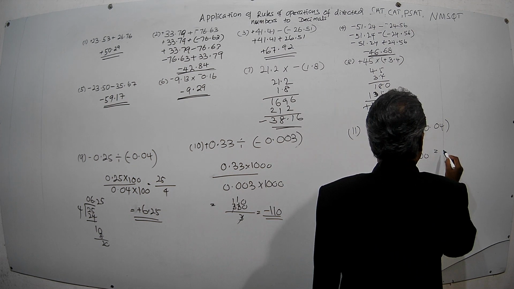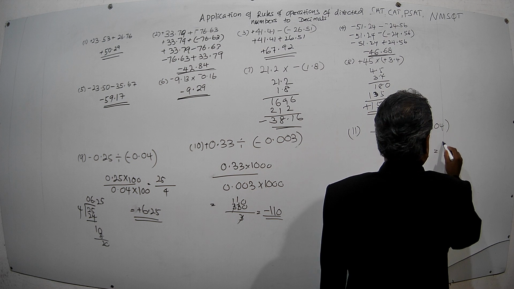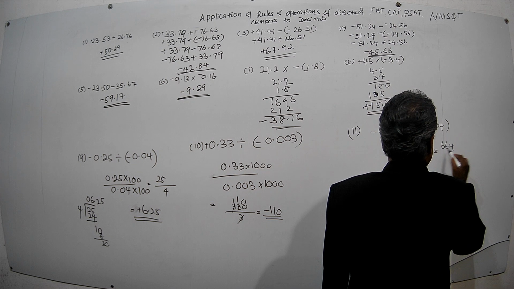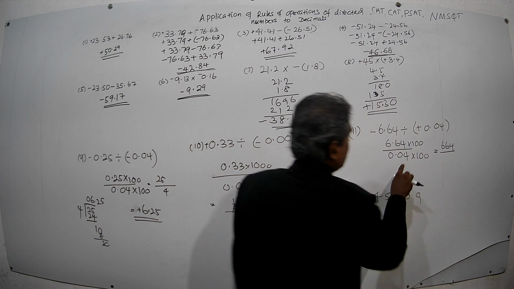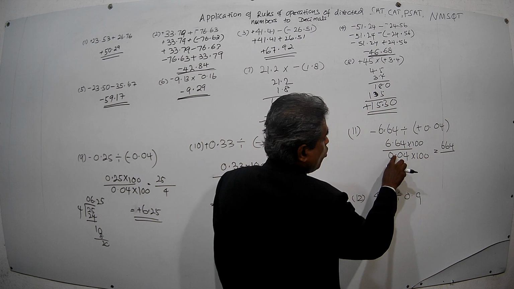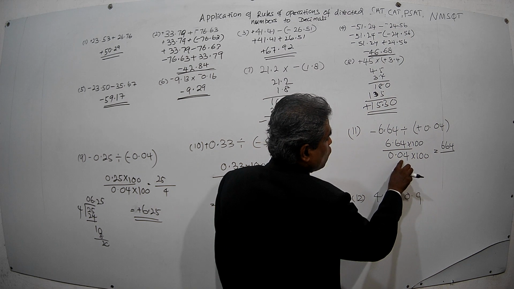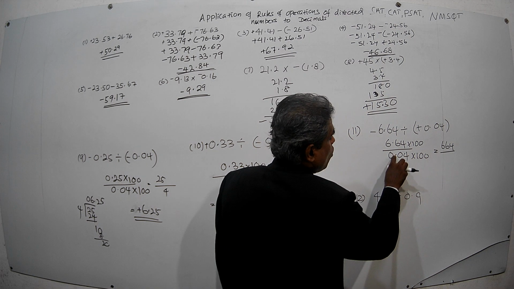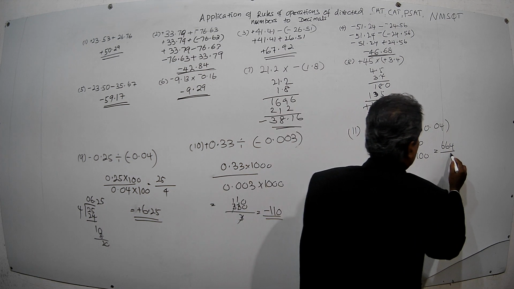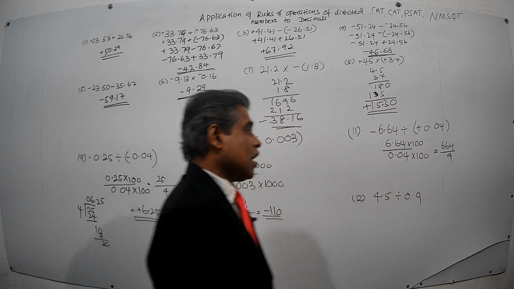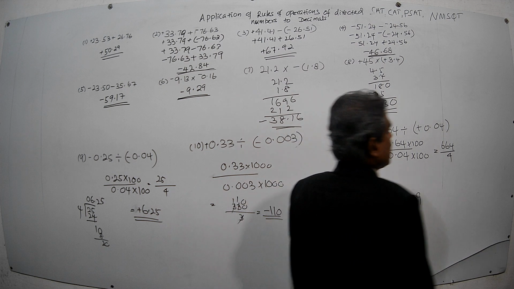Then after multiplying, 664, and this one here, when you multiply by 100, this decimal point moves rightwards by 2 digits. 1, 2, then it will be 4. And now you divide this. How do you divide this? We will divide this way.